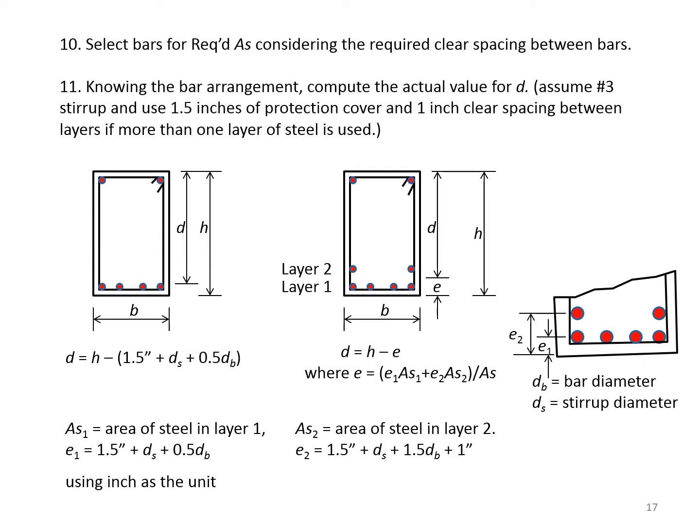As1 is the area of steel layer 1 and the corresponding e1 would be 1.5 inches plus ds plus 0.5 db, and As2 is the area of steel layer 2 with e2 equal to 1.5 inches plus ds plus 1.5 times db plus 1 inch, which is the clear spacing between the layers in the vertical direction. And we are using inches for the unit.